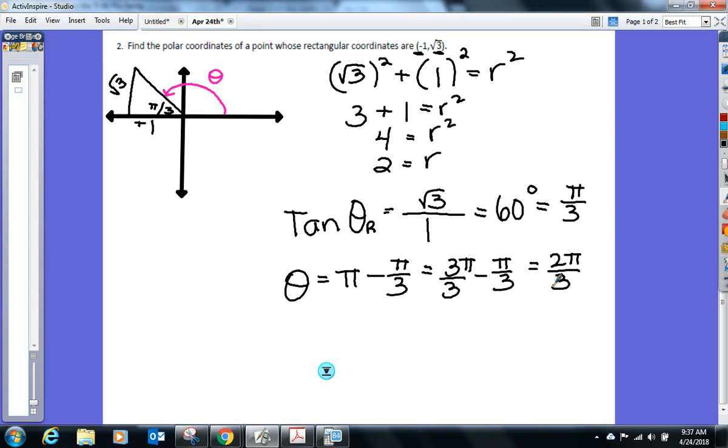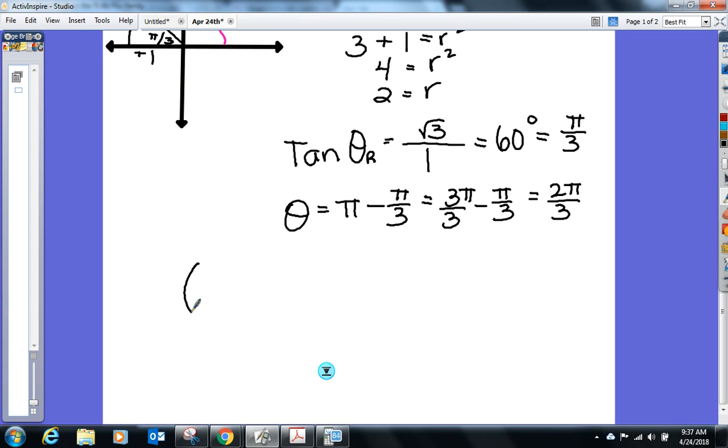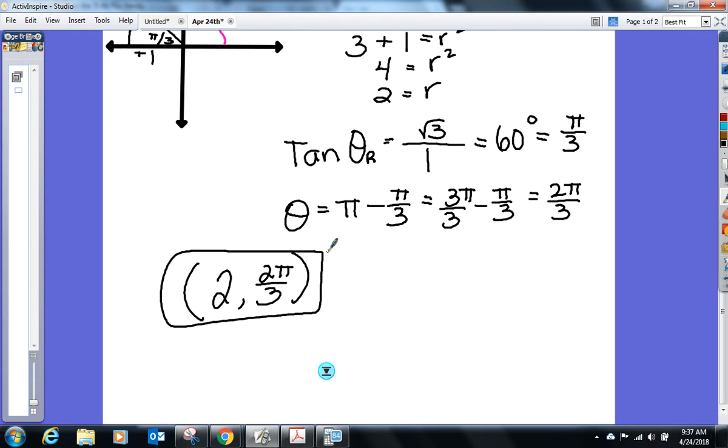So now put the two together. What's my polar coordinate? What was my r value? 2 comma 2 pi over 3. There is my polar coordinate. Now, am I going to mark you incorrect if you just kept 60, did 180 minus 60, and got 120 degrees instead of radians? No, I don't care how you do it. If you'd rather wait to the end to convert, that's fine. Whatever floats your boat.